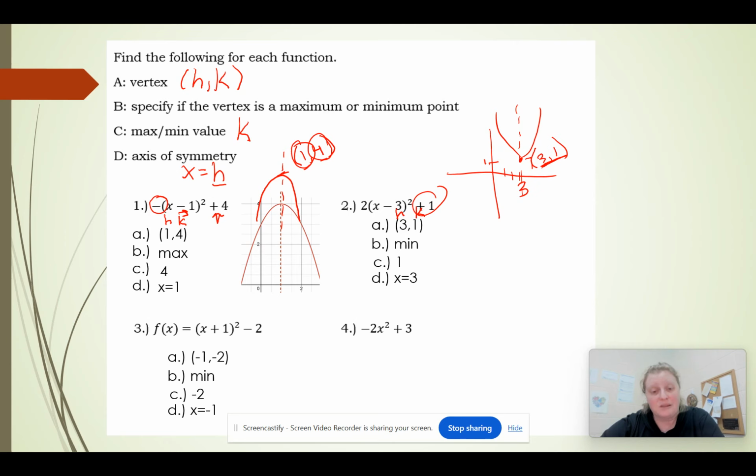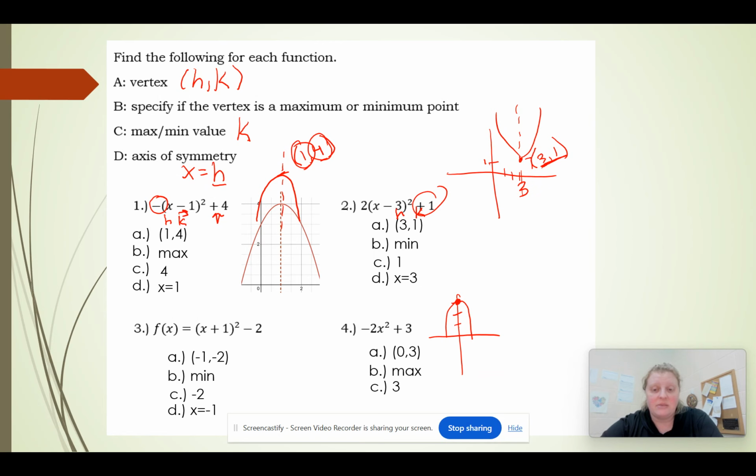Now number 4 looks different to you, but same idea. There's no parentheses, so when you go to graph this, you wouldn't move sideways at all. You would just simply go up 3. 1, 2, 3. And it's going to be a frowny face. All right, so your vertex is at 0, 3. Because it's a frowny face, you can see that vertex is a highest point. It's a maximum point. And the maximum height is that k value of 3.